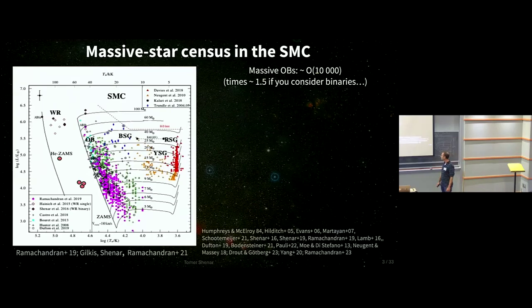So the SMC has been subject to various spectroscopic surveys and photometric surveys over the years. This is a very nice Hertzsprung-Russell diagram originally constructed by Varsha Ramachandran, showing us various populations in the SMC. We have the OB type stars, the red and yellow supergiants. We have the 12 Wolf-Rayet stars that are known in this galaxy. Now we have these few stripped stars that were recently identified by Götberg and by Drout.